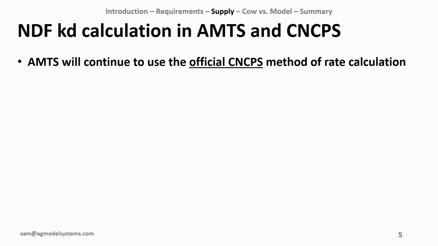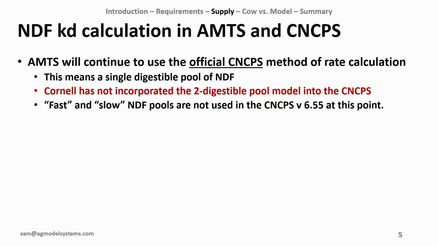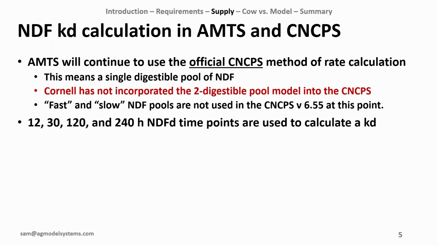So to wrap it up, basically, the NDFd calculation is the official CNCPS method of rate calculation, meaning we're using the official CNCPS rate calculator. So it's a single digestible pool of NDF. Cornell has not incorporated the two digestible pool model into the CNCPS at this point. I know there's a lot of talk about the fast and slow pool of NDF. However, that's not been officially included in the CNCPS. So we are sticking with the official method currently, which is a single digestible pool. Again, that fast and slow are not used in version 6.55 at this point.